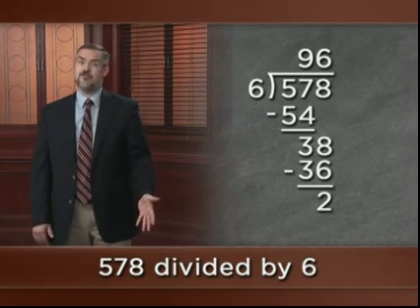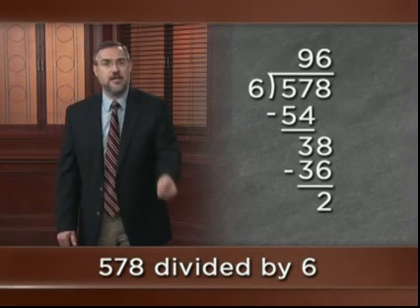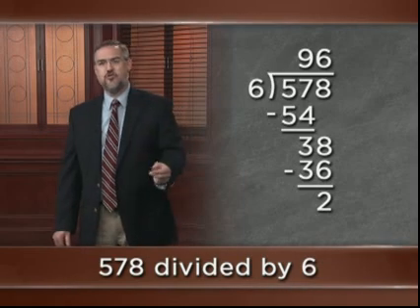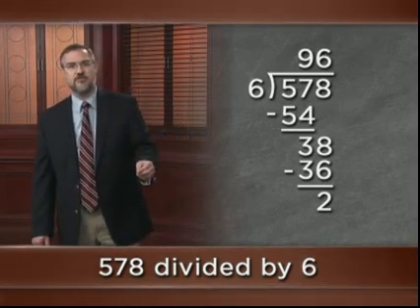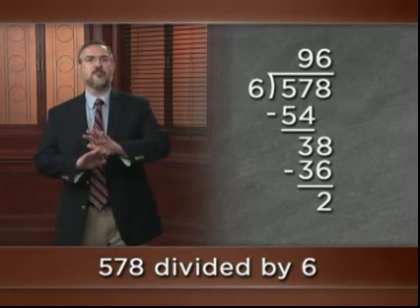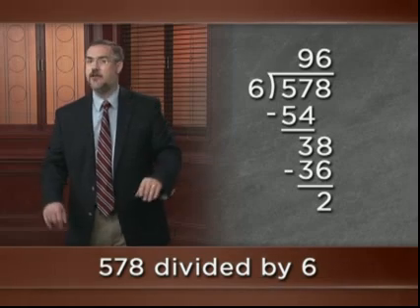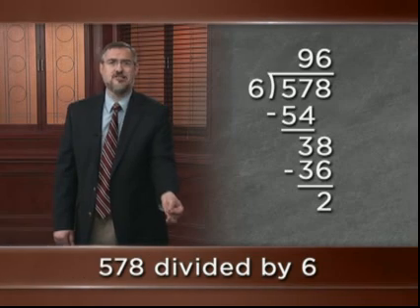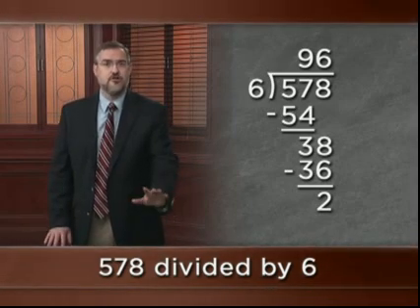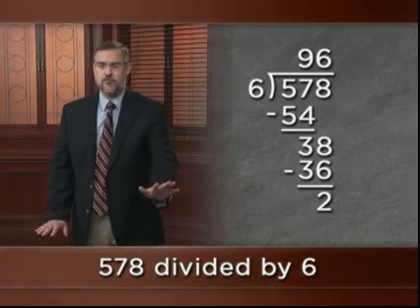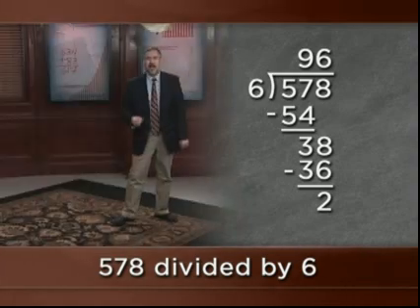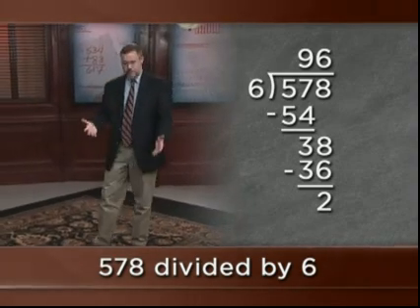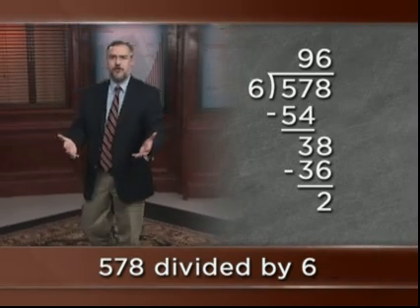Well, it turns out that that 2 is supposed to be there. And since the 2 is less than the divisor of 6, we're actually going to stop at this point. There are no more digits to drop down, and the amount at the bottom is less than the original divisor. So we're going to stop. But what does that mean exactly? How do we interpret the information that's now sitting in front of us?